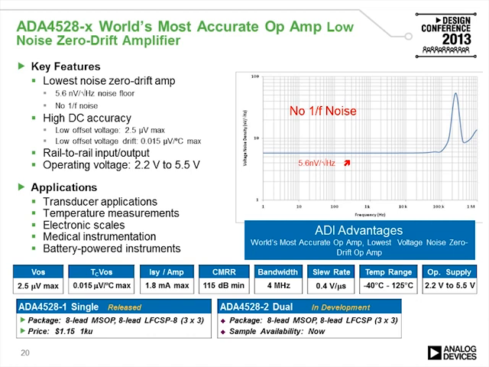Some of the key features of the ADA4528 is that it's very low offset and there's virtually no 1/f noise. As you can see, the 1/f noise is shifted to a higher frequency where it's easier to filter. This is why we like to use this type of amplifier for DC applications.